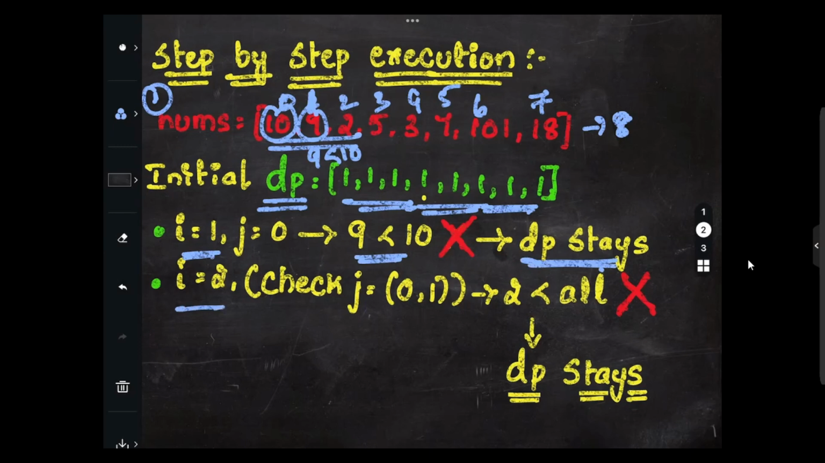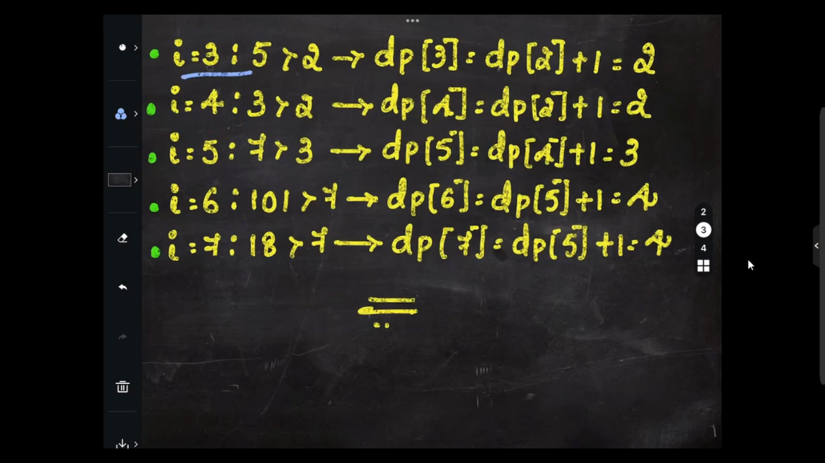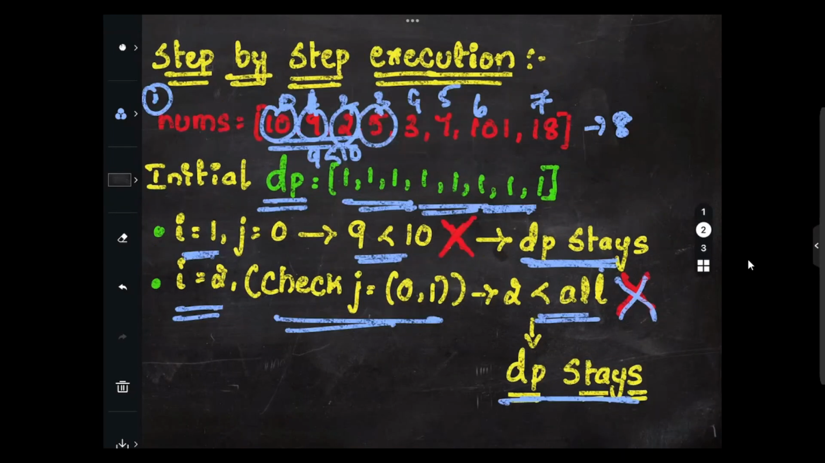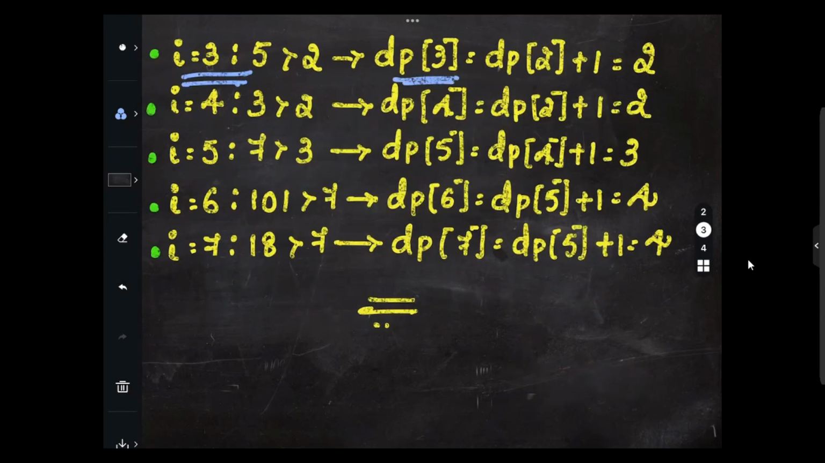So let's move on. When i equals 2, this 2 we are considering. So we will check for j 0 and 1, this 10 and 9 we will check for. We'll get the output that it is not less, so still this fails basically. Again DP stays, right? So let's move on with the next step. When i equals 3, this 5 we will be considering. 5 less than 2, yes, 5 is less than 2. Now DP of 3 will be DP of 2 plus 1, nothing but in this case we will get 2, right?